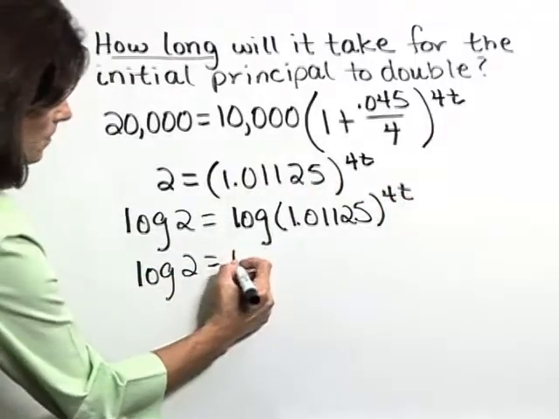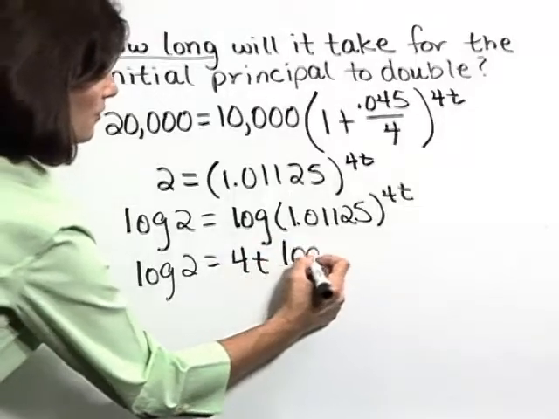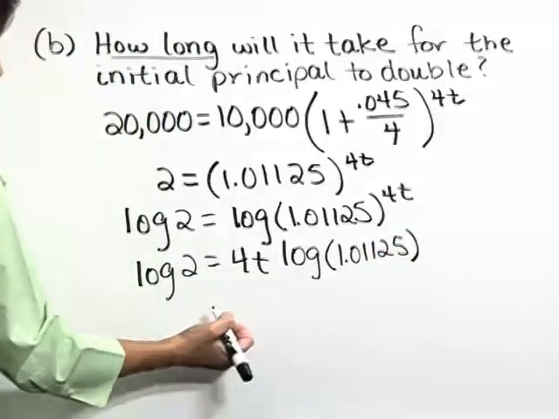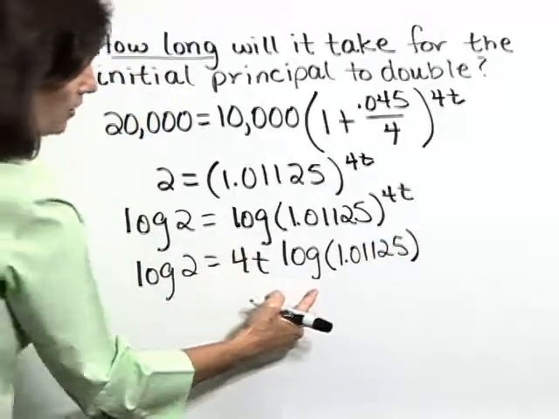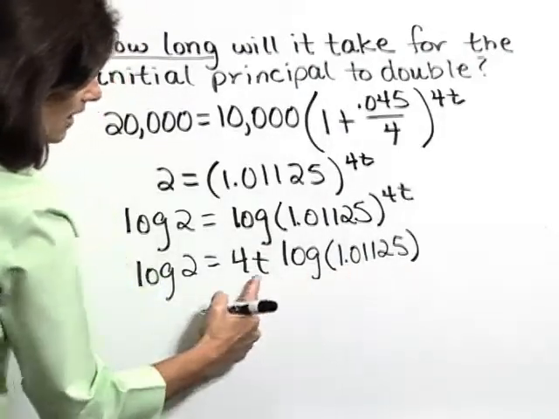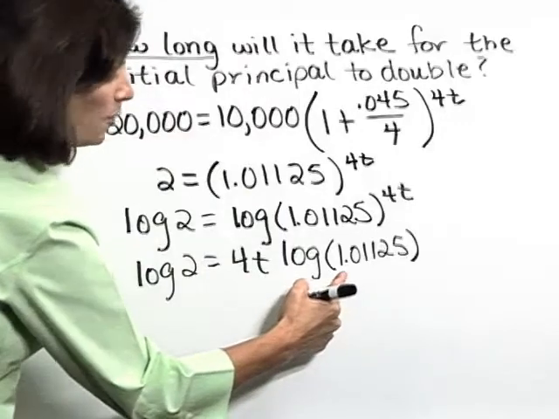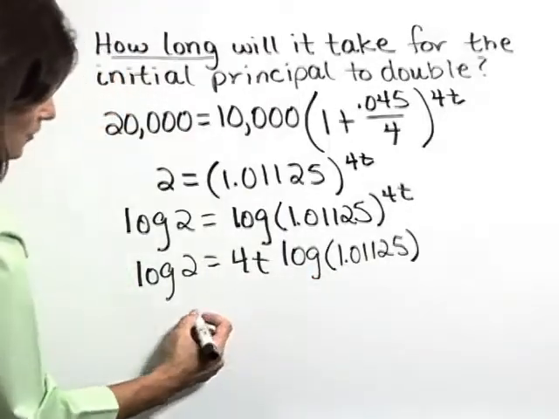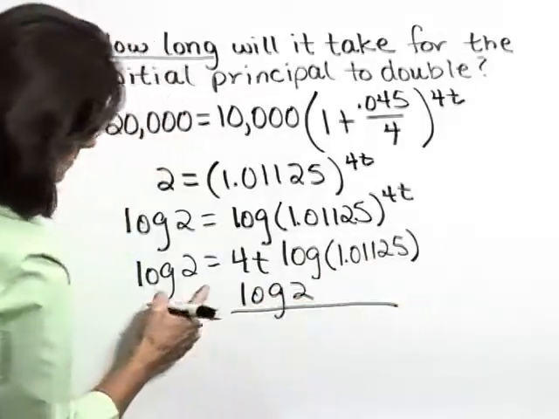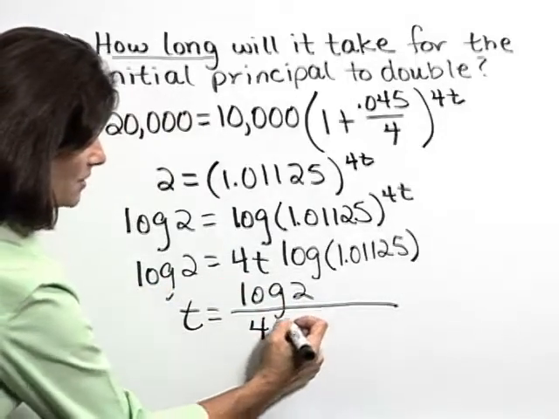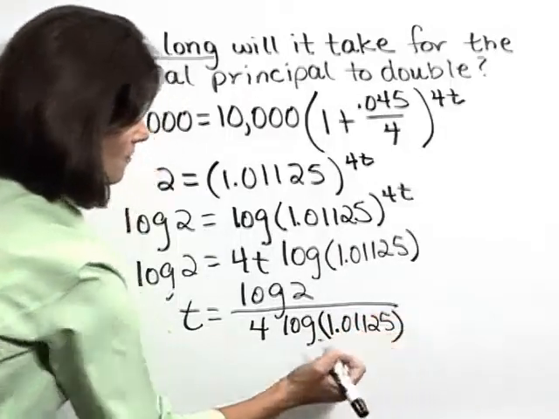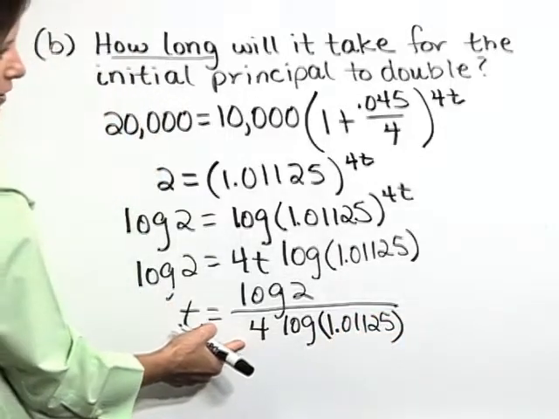log of 2 is equal to 4t times the log of 1.01125. Remember, we're solving for t. This is a string of multiplication. We can get t by itself by dividing now both sides by 4 times the log of 1.01125. So t is equal to log of 2 over 4 times the log of 1.01125.